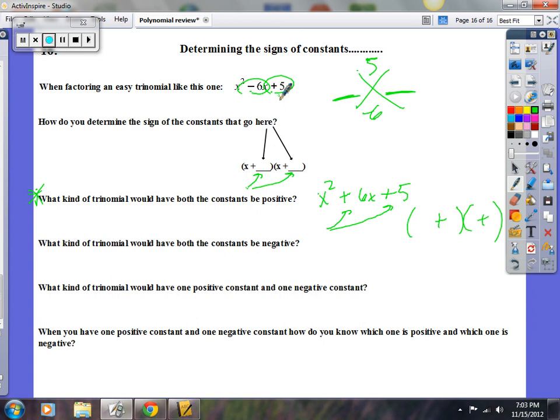So, cover all your scenarios. Make sure you can explain which one's going to be negative, how you know it's going to be negative, and we'll call it good.